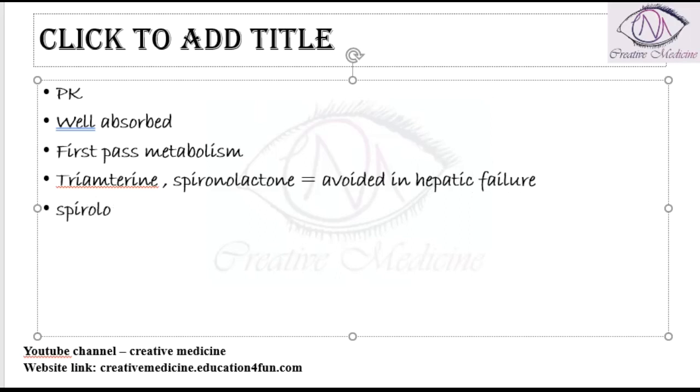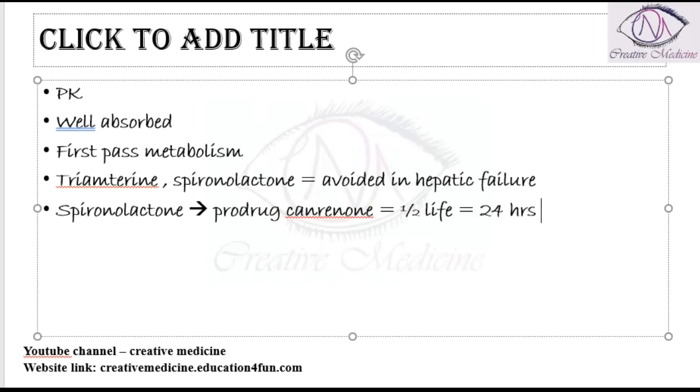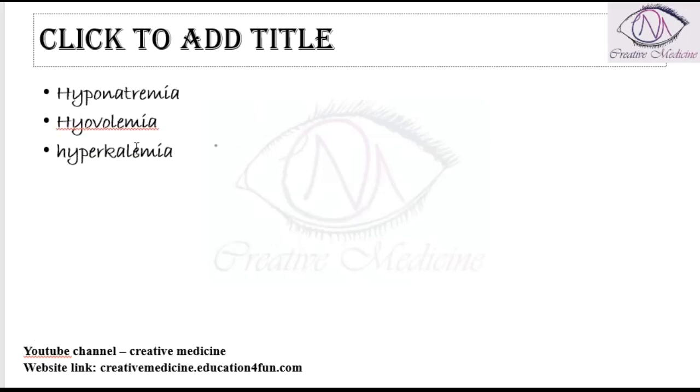Spironolactone is actually a prodrug. The active metabolite of spironolactone is canrenone, and its half life is around 24 hours. These will also accumulate in renal failure. So the drugs which are avoided in hepatic failure are triamterene and spironolactone. These potassium sparing diuretics will mainly accumulate in renal failure, and they also cause side effects like hyponatremia, hypovolemia, and hyperkalemia, and they can cause sulfur allergy also.